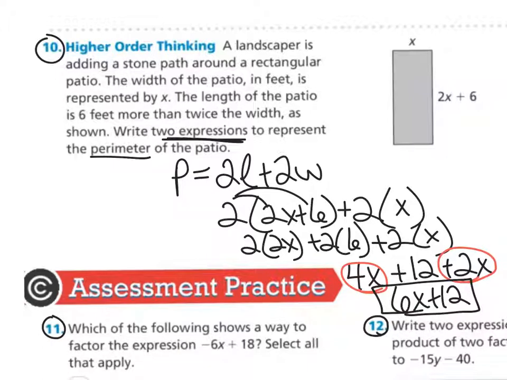Another thing you could do, what the book's doing, is once they got to that point, they factored a 6 out. And they said 6 times the quantity x plus 2. That would be another option that you could give for the perimeter of the patio.